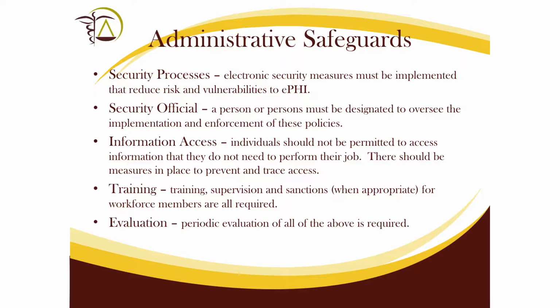Information access. Individuals should not be permitted to access information that they do not need to perform their job. There really need to be measures in place to trace access, and this could just be as simple as a computer program that says, you know, this login logged in and accessed this patient record and they had no right, they weren't supposed to. A lot of times people will say to me, well, I don't know how can I be responsible for what my employees are doing? You have to be responsible for what your employees are doing with electronic PHI the same way you would be responsible for what they were doing with direct patient care.